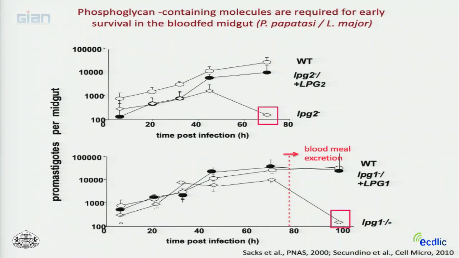So if we look at the LPG1 mutant, which is deficient just in the LPG1 surface structure, it grows until the time of blood meal excretion, and then those infections are lost. So this was using these mutants, and then these are the add-backs. These are the complemented parasites in which the LPG1 gene has been complemented and reconstituted. So this was the clearest indication that this dominant surface structure is required for these parasites to persist in infection at the time of blood meal excretion.